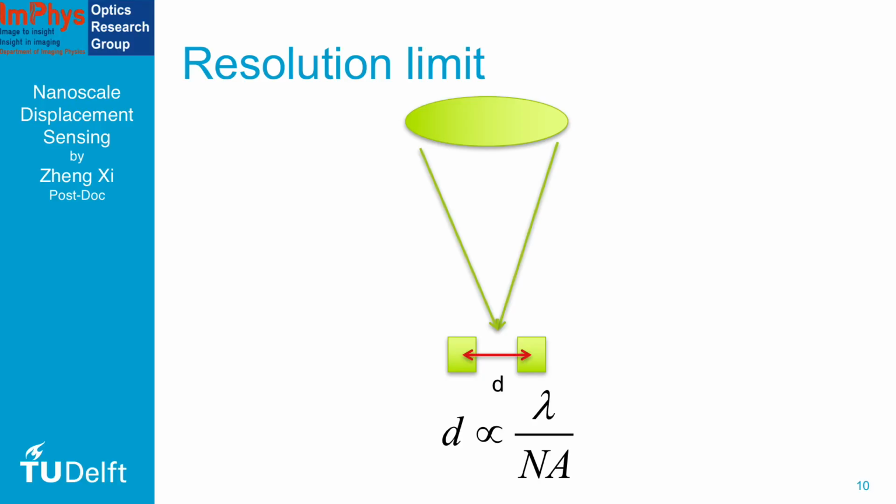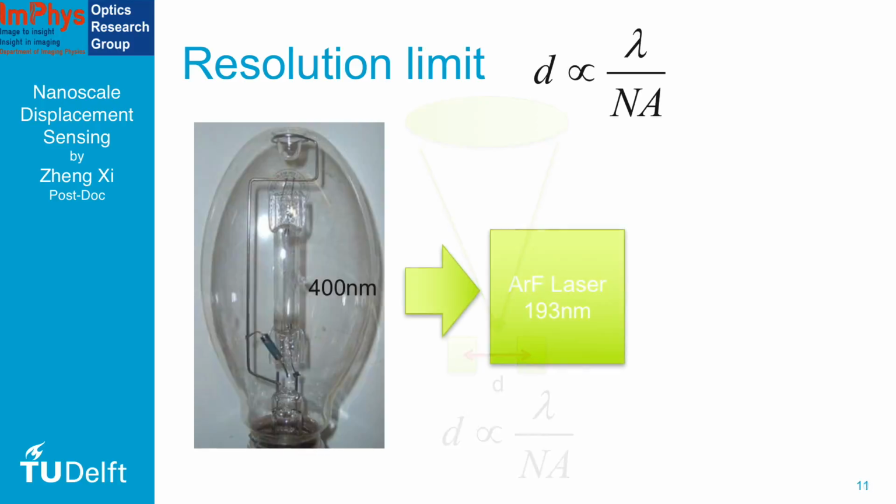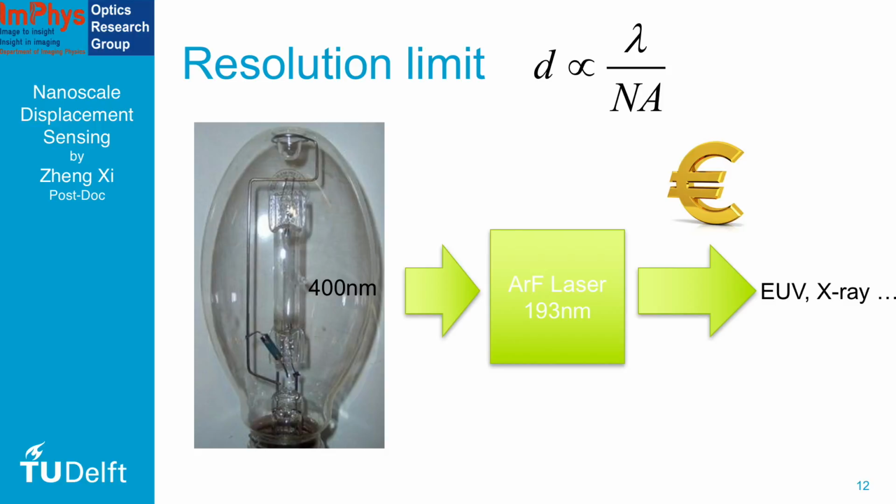The resolution is proportional to the wavelength lambda. The shorter the wavelength, the higher the resolution can be. In order to increase the resolution of the optical lithography system, the wavelength is decreased from 400 nanometers all the way down to 193 nanometers. Of course, this process of using shorter wavelength can be continued for the fabrication of smaller nodes.